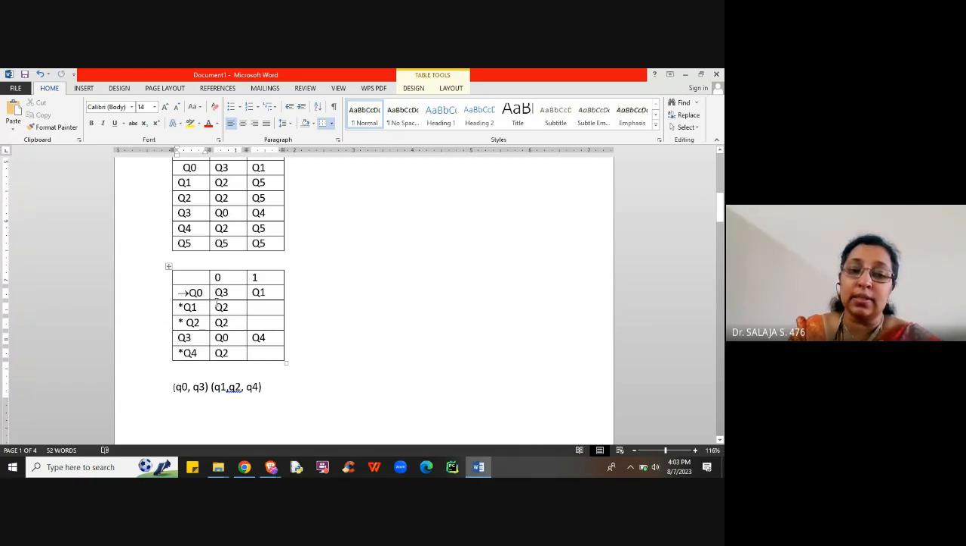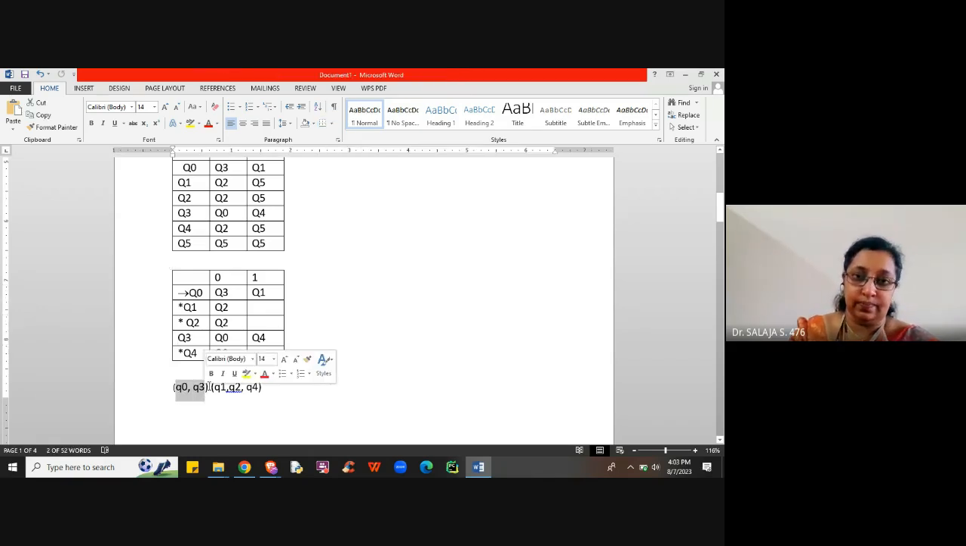Now take the transition of 0 from Q0. Q0 on 0 moves to Q3, which is there in group 1. Q3 on 0 also moves to Q0, which is again there in group 1. But then what about transitions on 1?